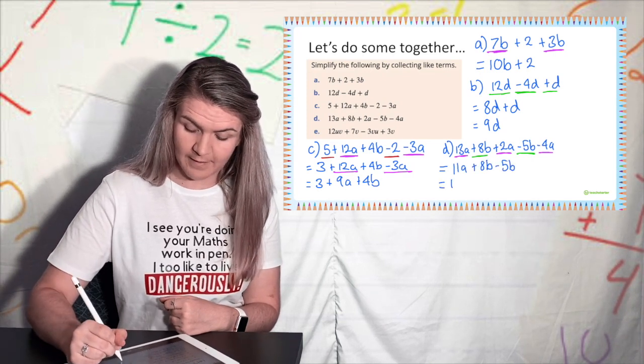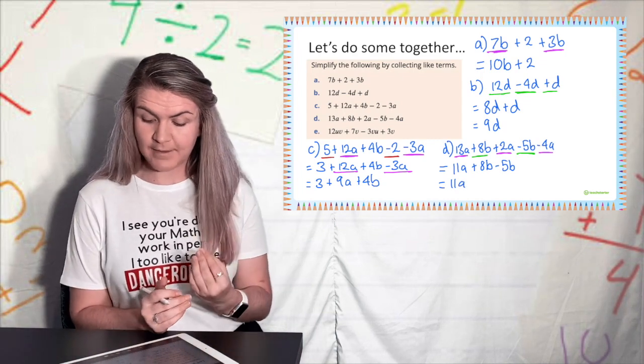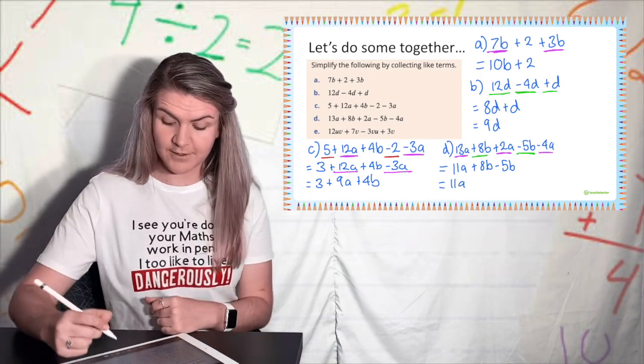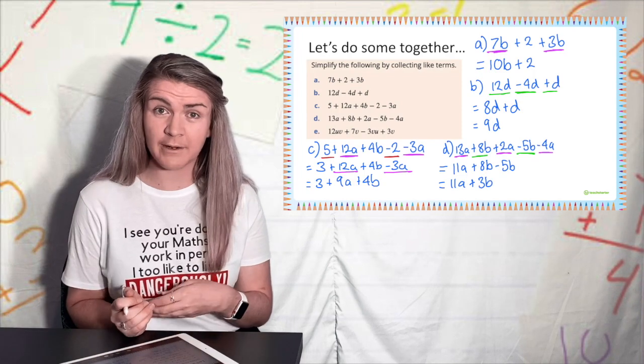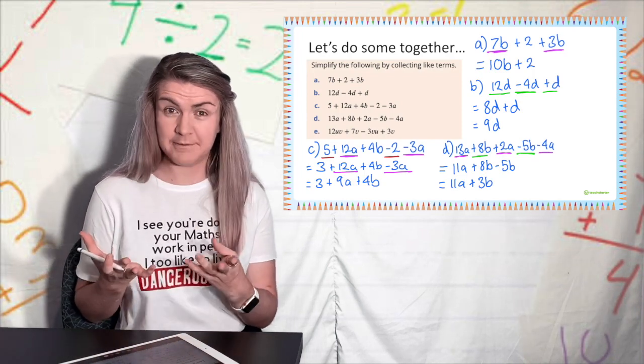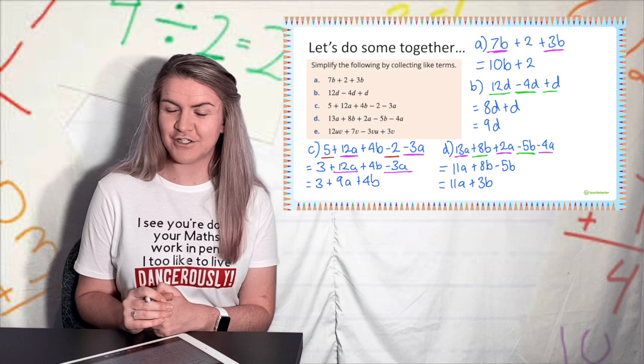Now I'm going to do my B's. My B is 8b take 5b. 8 take 5 is 3. Now I check, can I simplify that anymore? A and B? No, they're not like terms.